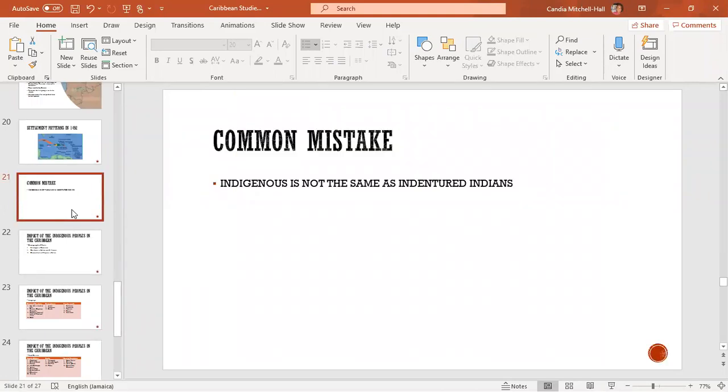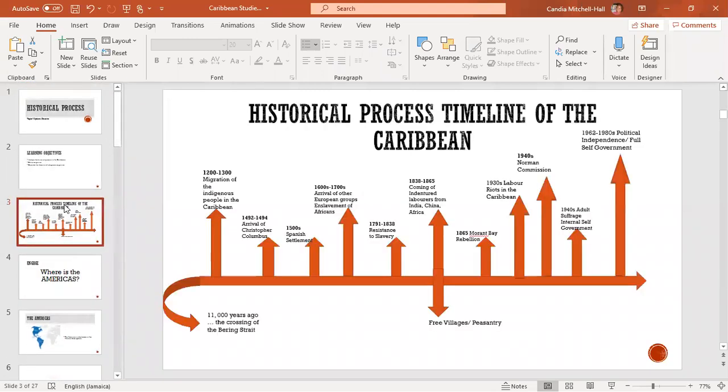There's one common mistake that I've always seen, even when I'm marking exams, both at the school and at CAPE level. Students don't know the difference between the indigenous and indentured Indians. Indigenous Indians are the Indians that came first. So the indigenous Indians mean the Tainos, the Kalinagos, the Mayans, the Garifunas, the Incas, the Aztecs. Those were the indigenous Indians. The indentured Indians, if we go back to our timeline, the indigenous Indians came at this time. The indentured Indians came at this time, 1838. So there are two different groups. Please do not make that mistake.